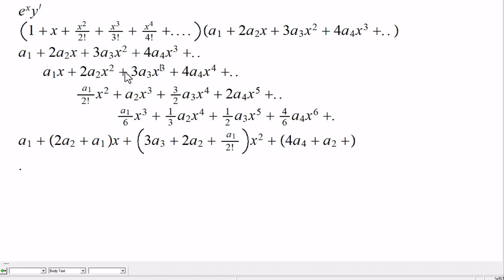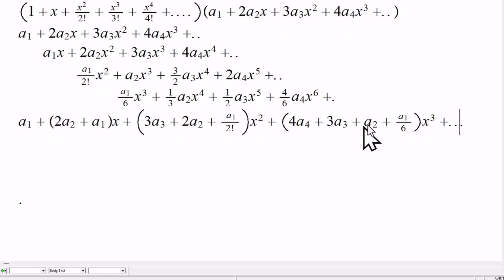So 4a4, and then I forgot this term here. Okay, so plus a2, and then we got a1 over 6, x cubed. So we have gotten everything that can hopefully relate a4 to the lower powers, so that we can write the series up to the x to the power 4 term. Now, I misspoke one thing. I didn't mean a to the 4. I meant a4 to the lower indices.